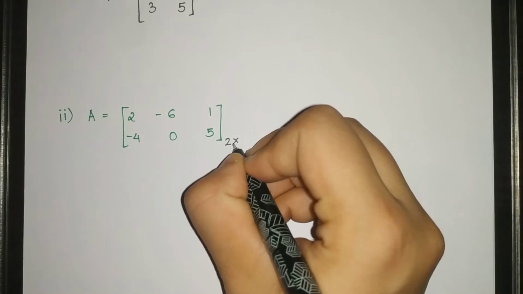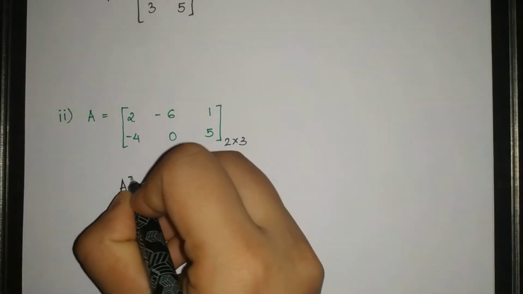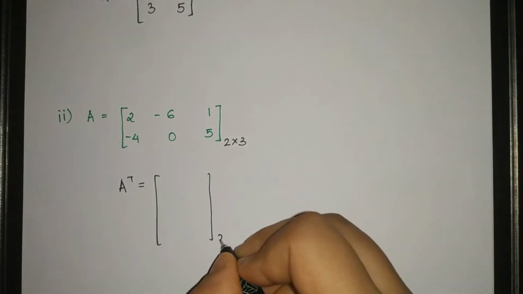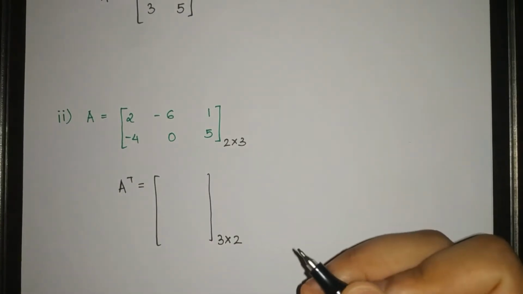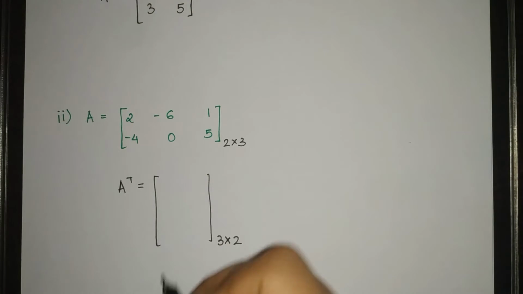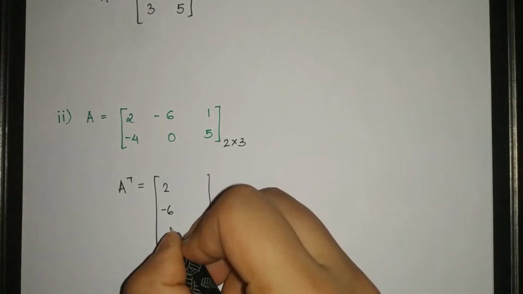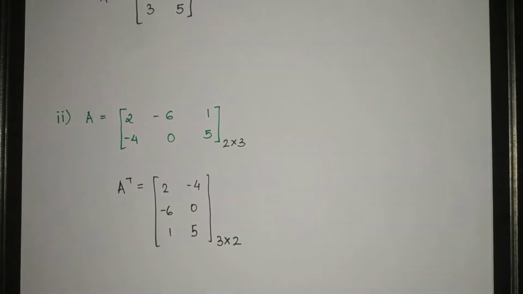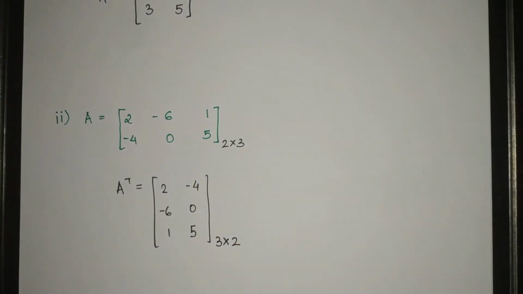So this is a 2 cross 3 matrix. So of course A transpose में अगर हम rows and columns को interchange करने वाले, so this is going to become a 3 cross 2 matrix. Okay, the first row becomes the first column and the second row becomes the second column. Okay, and that is the value for A transpose. That's it. Let's do the next question.